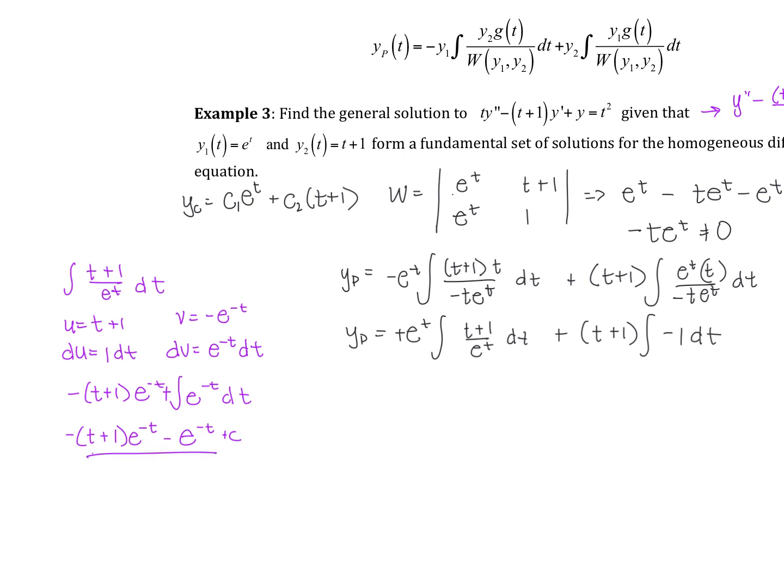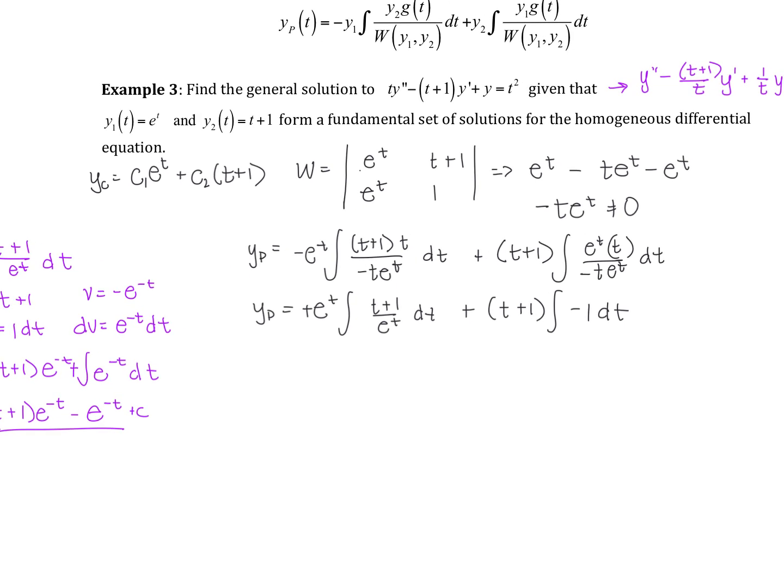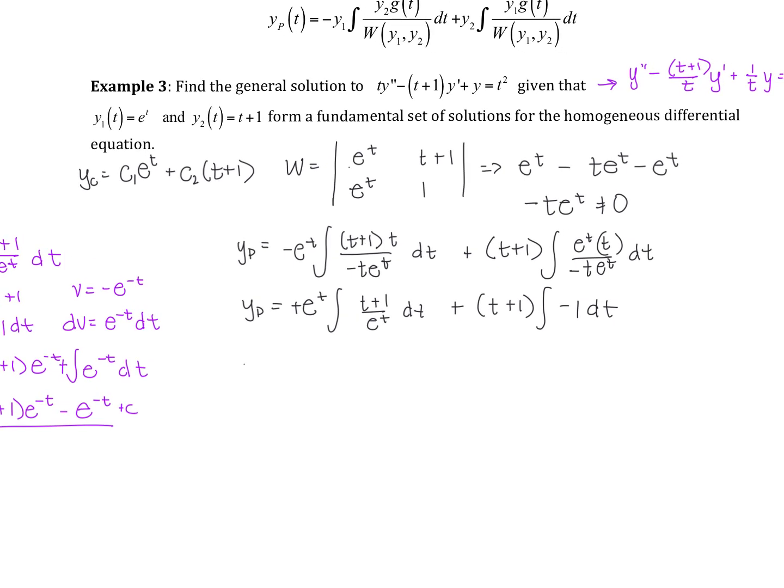So let's go back into my integration work. Let's come back over here. So my particular solution would be e to the t times that integral, which we just got to be, whether we distribute that e to the negative t in might actually help. Maybe not. Let's leave it: (t plus 1) e to the negative t minus e to the negative t, plus t plus 1 times this integral, which would be negative t. I'm just going to throw this negative out front.